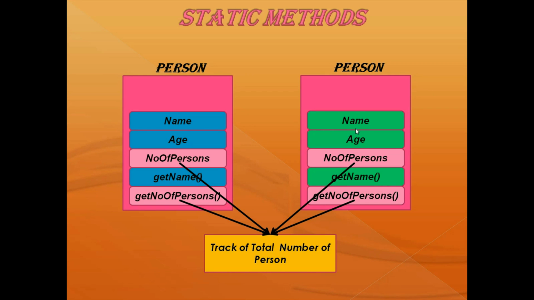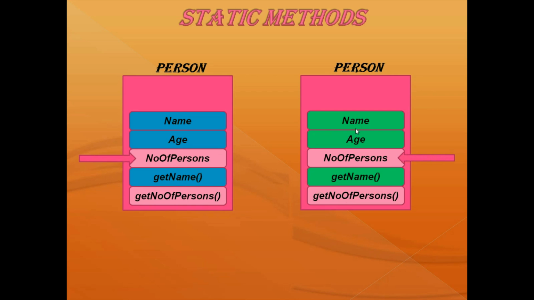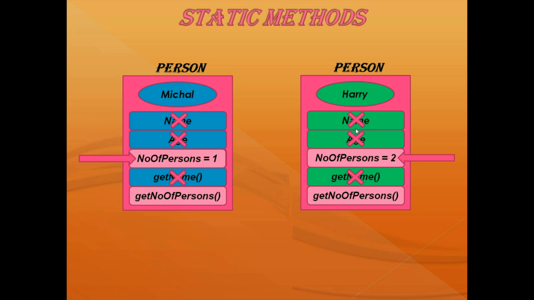If you have noticed, this variable numberOfPerson and this method getNumberOfPerson do not depend on the name, because it is independent of that, and it does not require the age, and it does not require the help of the getName method. So this variable's value will increase by 1 if any new object of the Person class is created, and this method just returns the value of the total number of persons, or I can say this method tells how many objects are created.